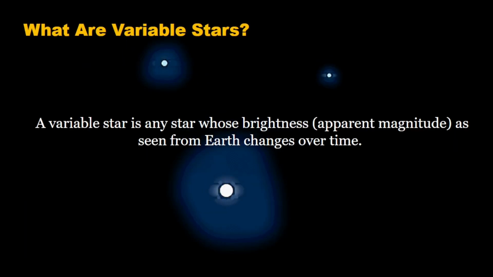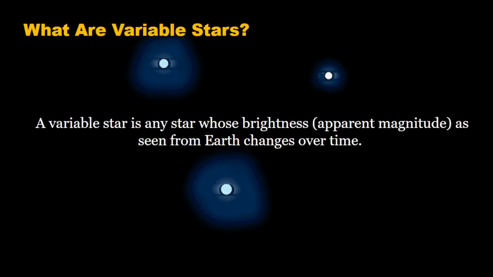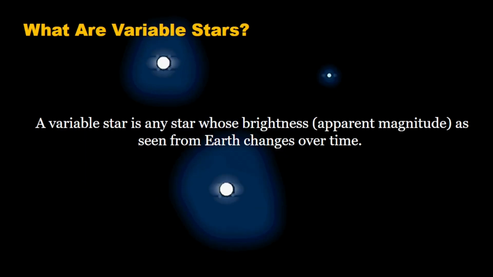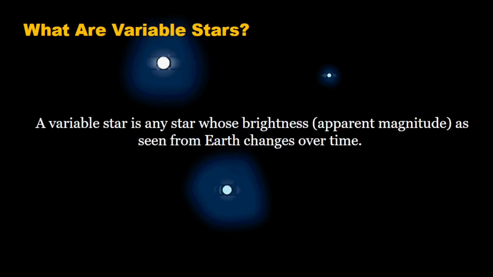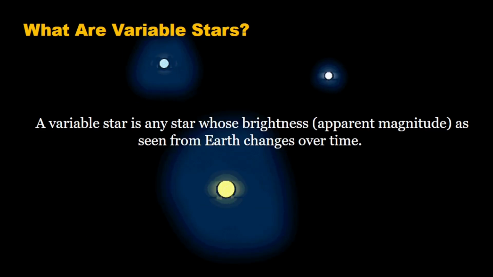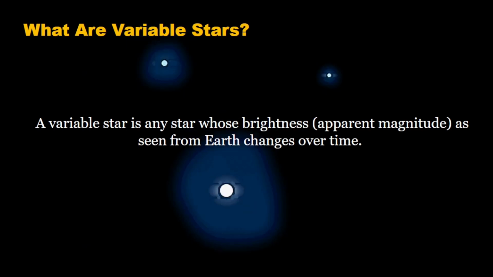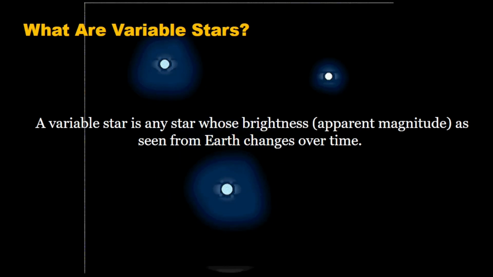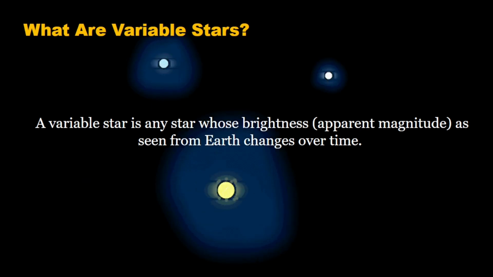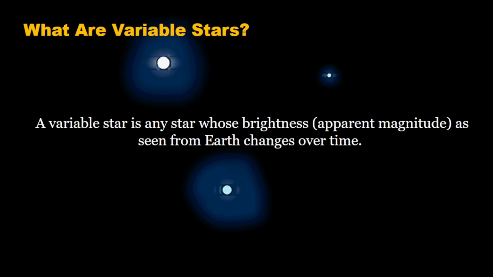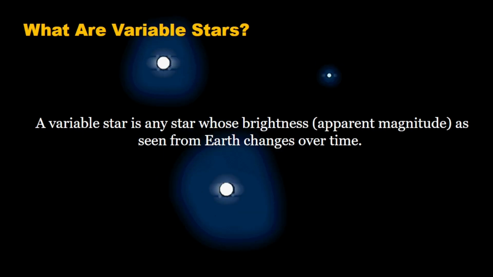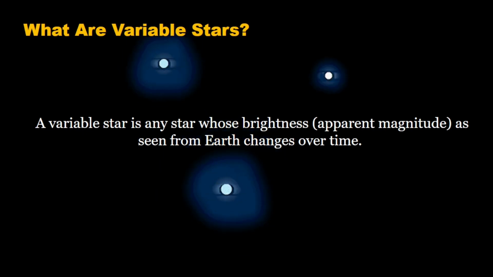So what are variable stars? A variable star is any star whose brightness, which we call apparent magnitude in astronomy, as seen from Earth changes over time. So that is called a variable star.